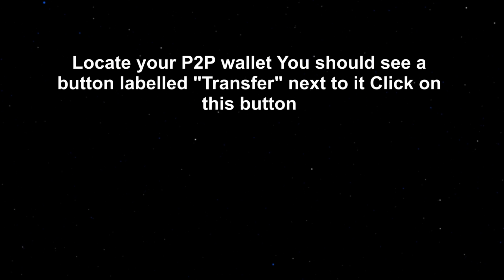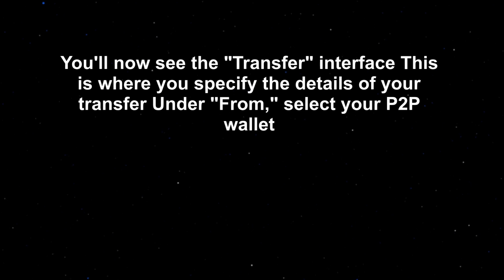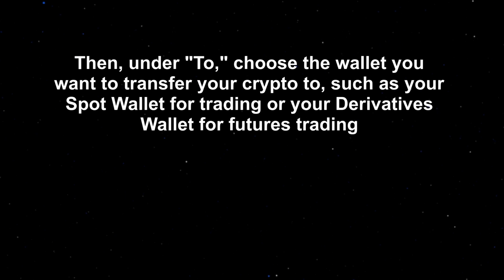Locate your P2P wallet. You should see a button labeled Transfer next to it. Click on this button. You'll now see the transfer interface. This is where you specify the details of your transfer. Under From, select your P2P wallet. Then, under To, choose the wallet you want to transfer your crypto to, such as your spot wallet for trading or your derivatives wallet for futures trading.